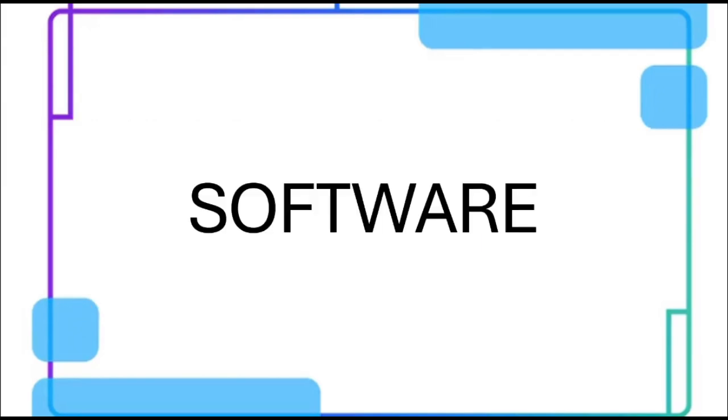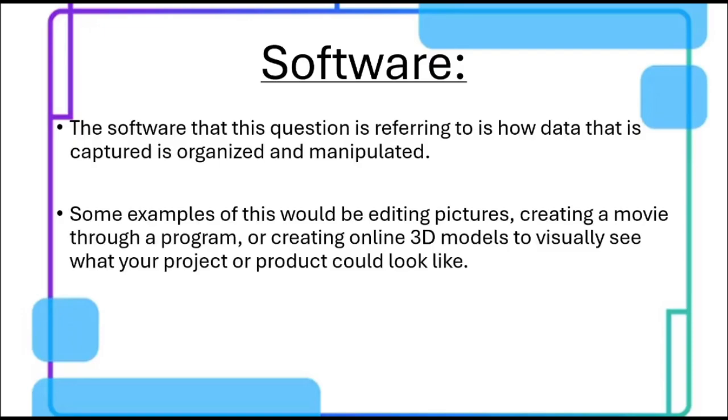Next is software. The software that is in this question is referring to how data that is captured is organized and manipulated. Some examples of this would be editing pictures, creating a movie through a program, or creating an online 3D model to visually see what your project or product could look like.